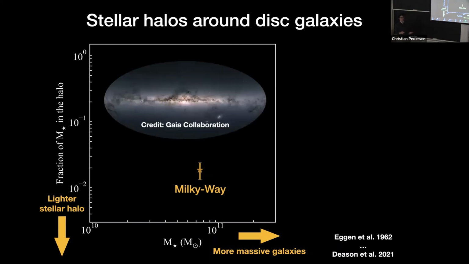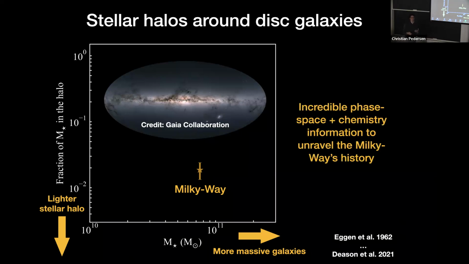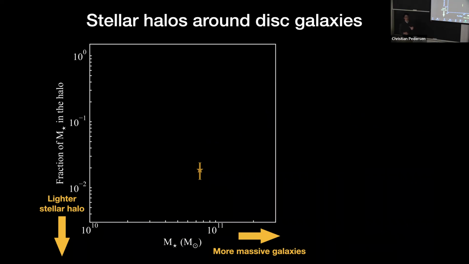And as you're probably aware, there's been the Gaia satellite really recently. So for each of these individual stars, we now have enormous phase space and chemistry information that we can hope to use to unravel the Milky Way's history. I'll come back to this point toward the end of the talk, because for now I really want to take a diversity and extragalactic focus.